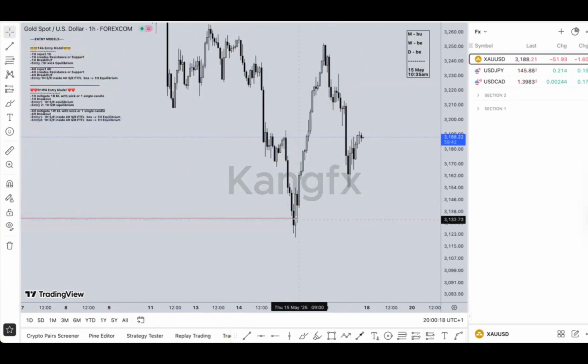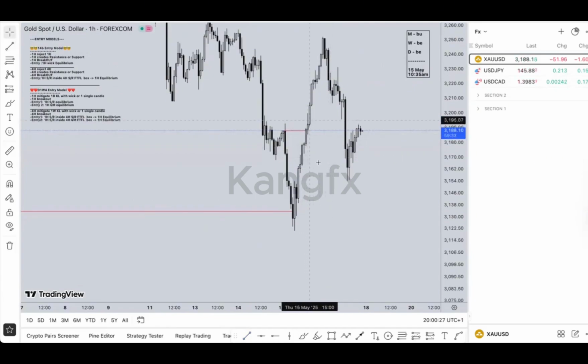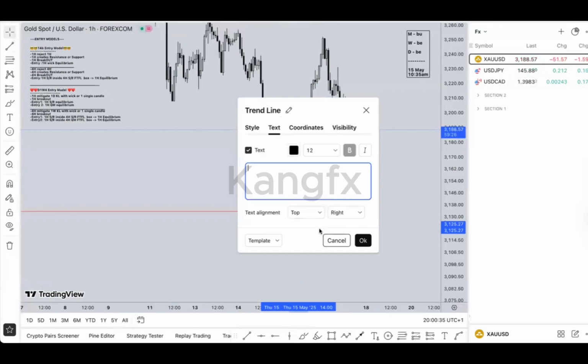After that one, what else are you looking for? We are looking for a breakout. And this is where the breakout occurred here. And after the breakout, what did we expect? We expected the market to come to equilibrium here on the 1 hour. This would have been our perfect entry.